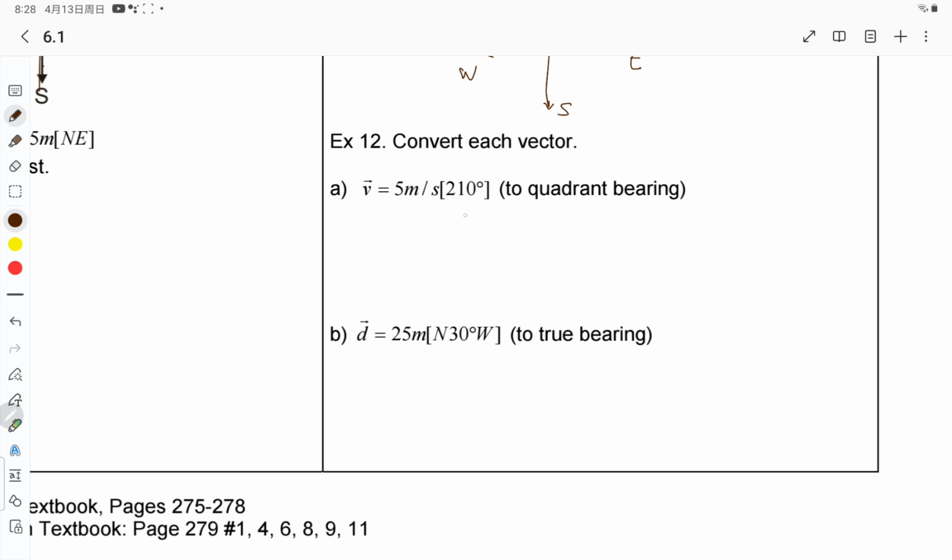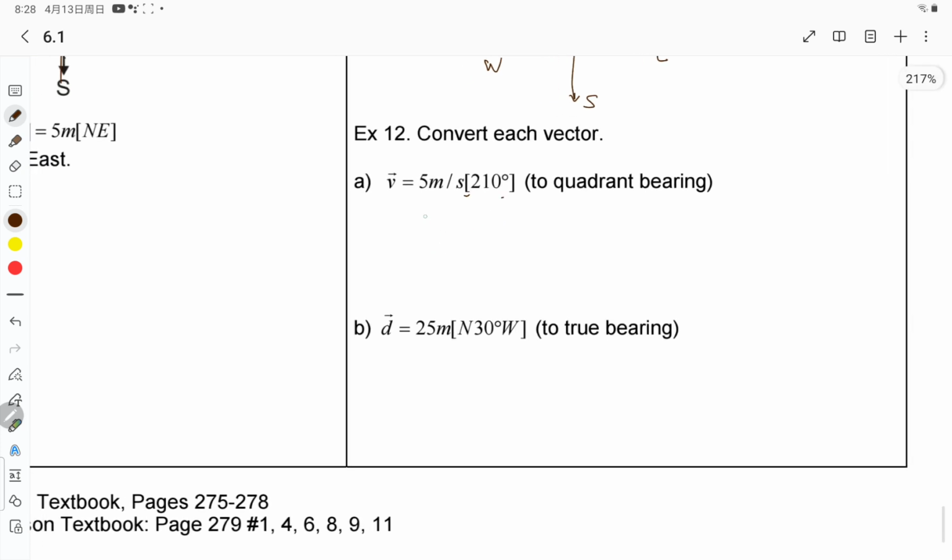Okay, this first example. The true bearing always has a true direction north, right? North, and then going clockwise, the angle with the north direction would be 201. Okay. And for the quadrant bearing, this is our vector v, and the magnitude is 5 meters per second.